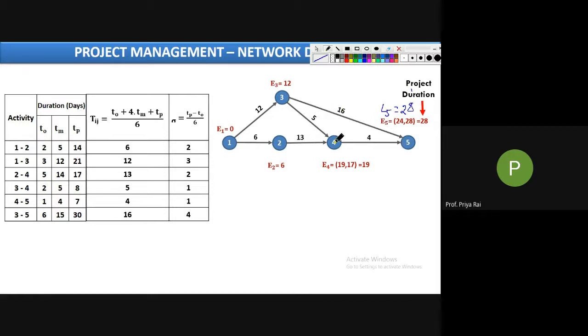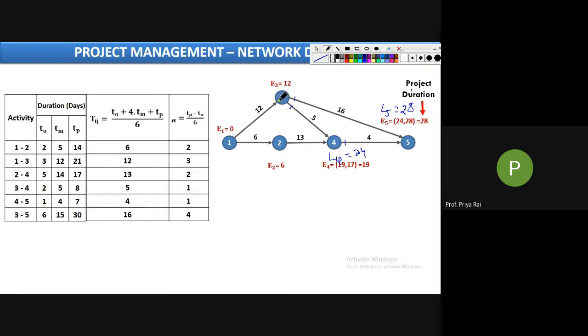Tell me which event first, 4 or 3? 4. Yes, 4, because here there is only a single arrow tail, and it is coming from 5. So L5 minus Dij. L5 is 28. 28 minus 4 is 24. Okay, now we will go to 3. Why didn't we calculate 3 first? Because for 3, see, 2 arrows are going to 5 and 4. So L4 must be known to us. So before calculating 3, we have to calculate 4.